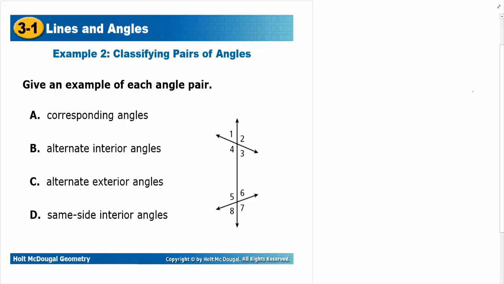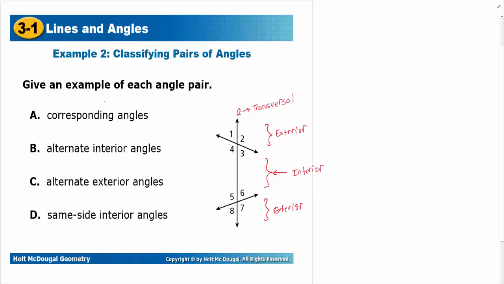Okay. Example 2. We're going to give an example of each angle pair. So again, notice here that we have this line. I'll call it line L. That's going to be our transversal. You have to recognize that first. And therefore, this portion here is your interior, and these portions out here are going to be your exterior. So if you know your transversal, you know which angles are on alternate sides, which are on the same side, and then you have to recognize your exterior and your interior.